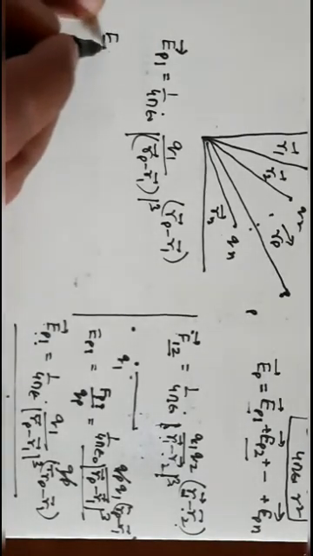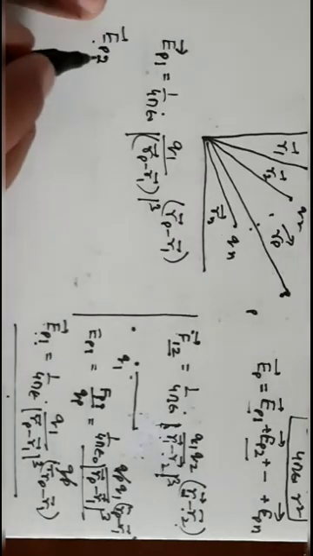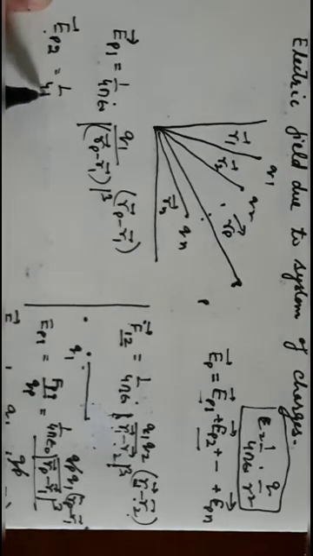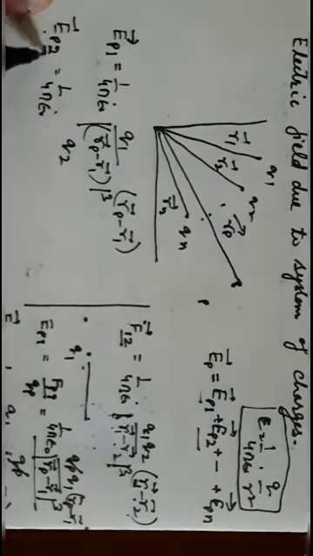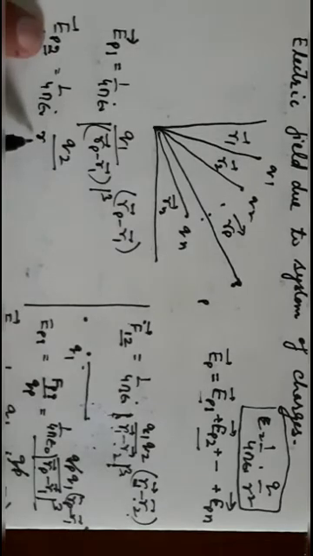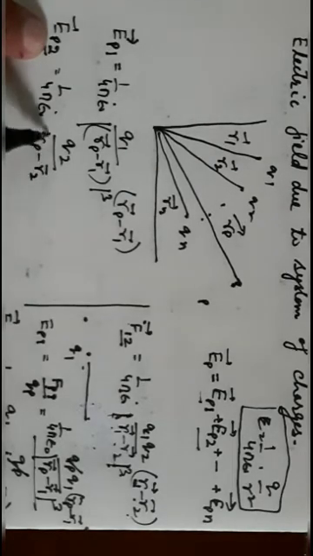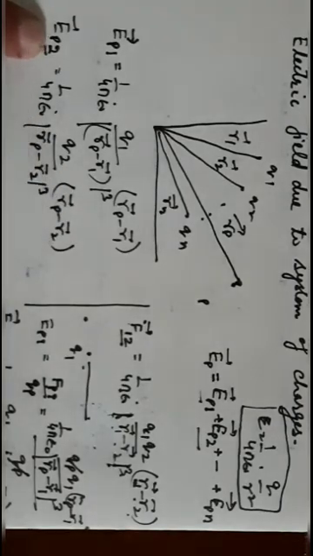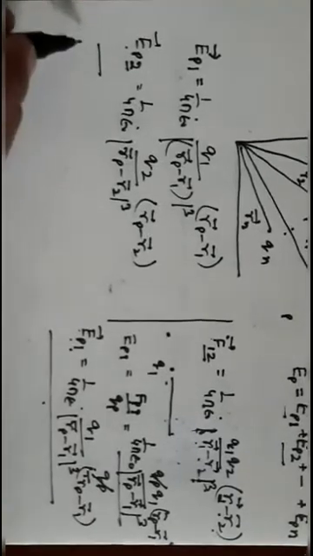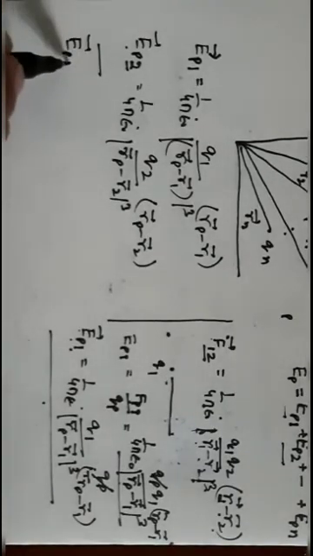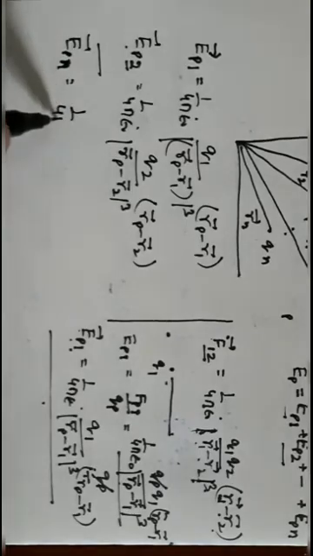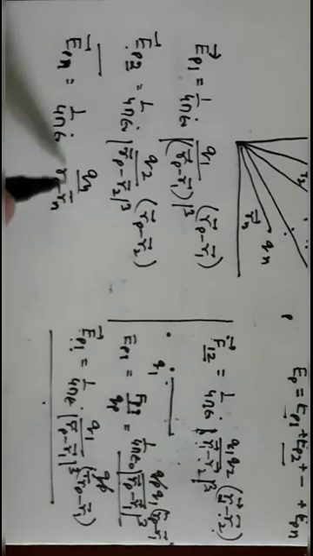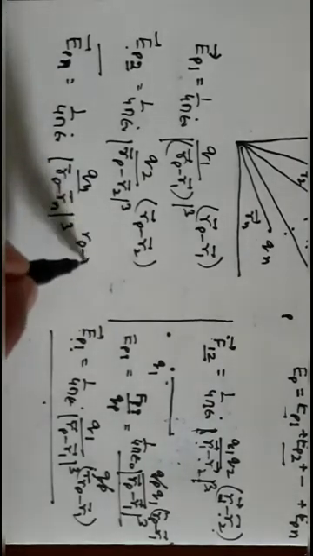Similarly, the electric field at point P due to the second charge particle is 1 upon 4 pi epsilon naught q2, where the charge is q2, divided by mod rp minus r2 cube, times the vector rp minus r2. Similarly, so on, we get the electric field at point P due to the nth charge. So it becomes 1 upon 4 pi epsilon naught qn times rp minus rn over mod rp minus rn cube.